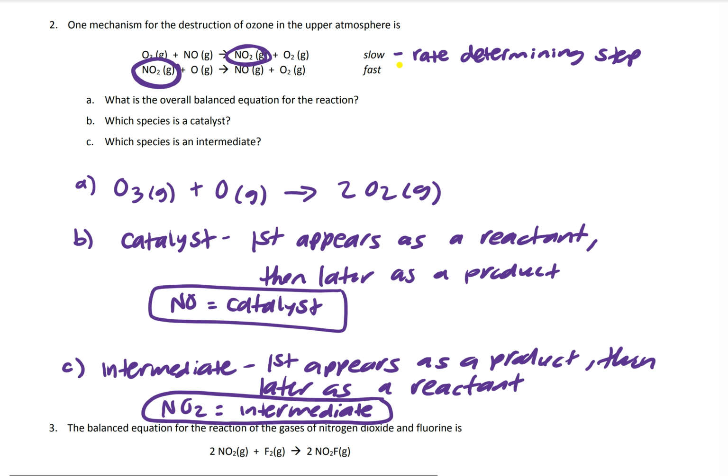Okay, so recap. You add the equations, you add your steps to get your overall equation. Your catalyst is first going to be a reactant, and then it later comes out as a product, and the intermediate is the opposite. It first appears as a product and then later as a reactant.